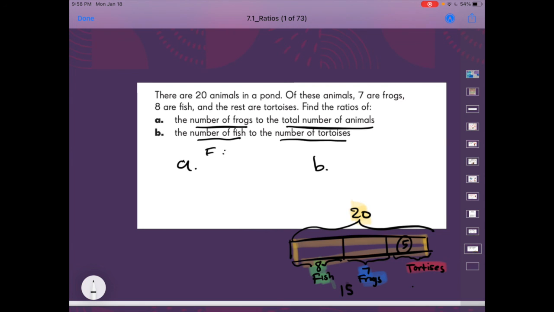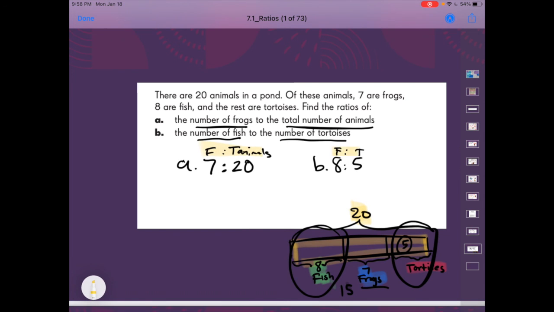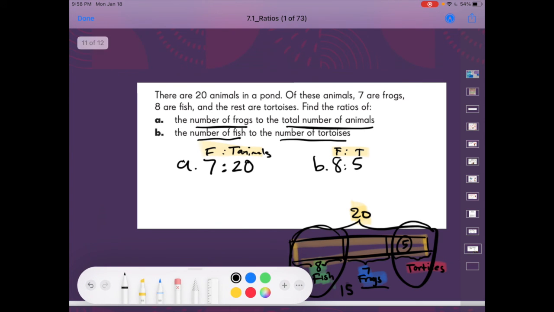If we have the number of frogs to the total number of animals, frogs represents 7, and the total number of animals was 20, so we would have 7 to 20. And part B says the number of fish to the number of tortoises. The number of fish was 8, and the number of tortoises was 5. So the ratio of fish to tortoises would be 8 to 5. Again, remembering that order is so important. Make little notes to yourself to make sure you get those numbers listed in the correct order.